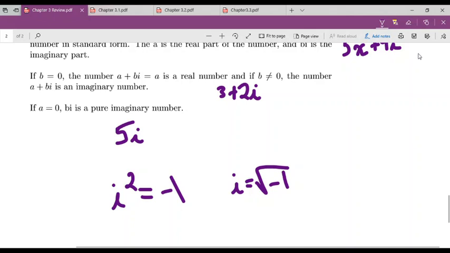So that covers your review for chapter 3. Like I said, hopefully you knew most of this stuff, or at least it gave you a little refresher of it. Now, head on over and get started on chapter 3.1.